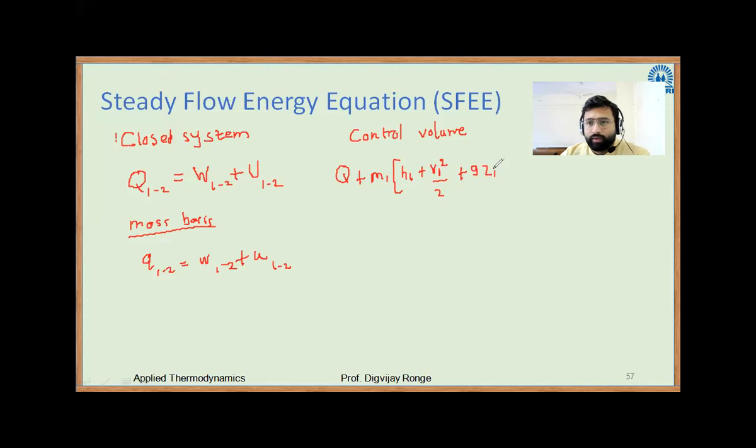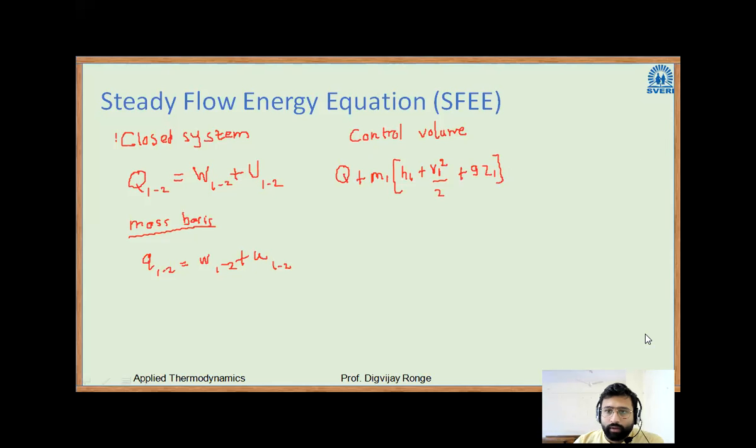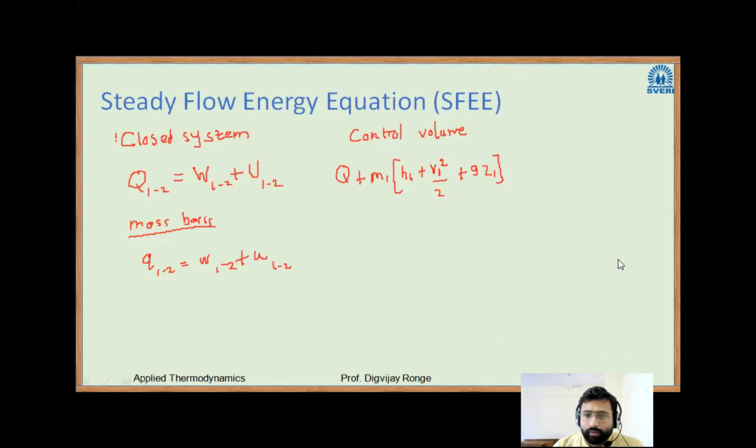What is g Z1? g is the acceleration due to gravity and Z1 is the height of the system from the datum. I hope it is visible to all of you. Now this is equal to W plus mass flow rate M2 into, in bracket, H2 plus V2 square by 2 plus g Z2.